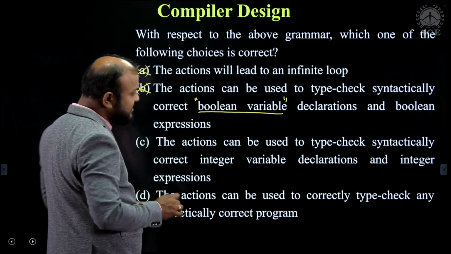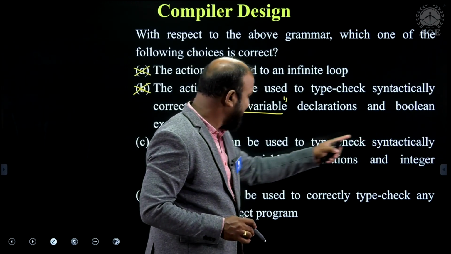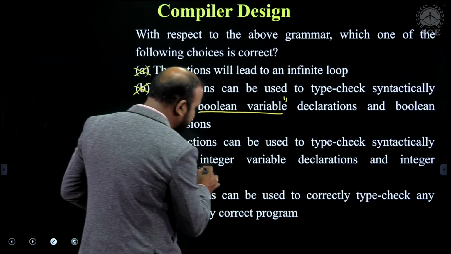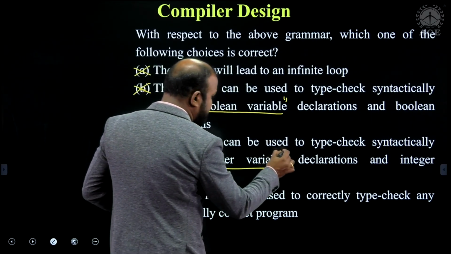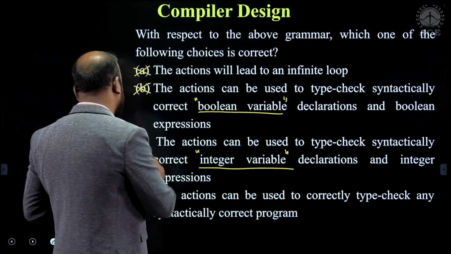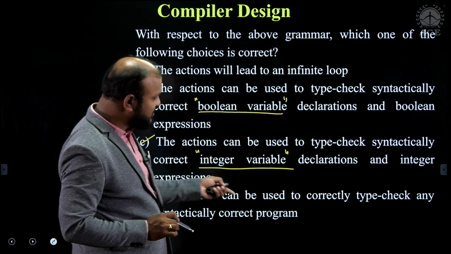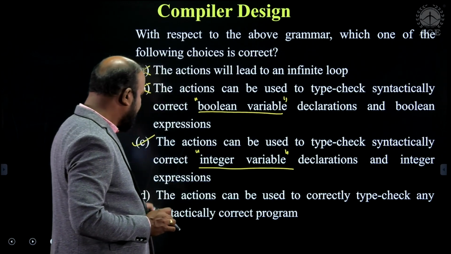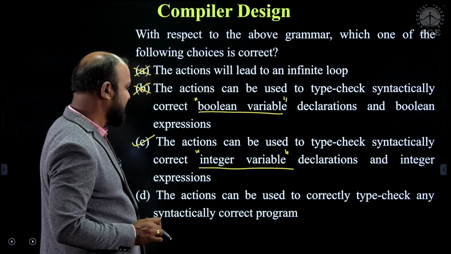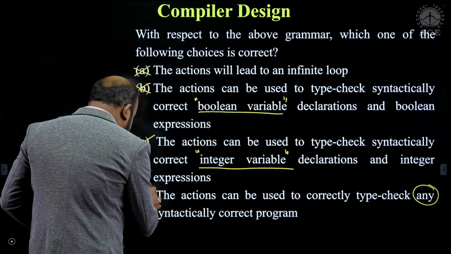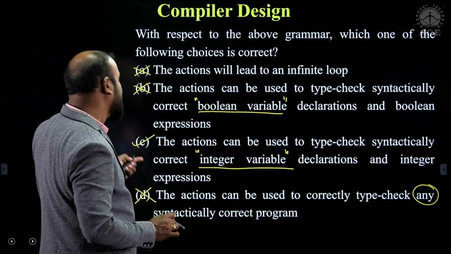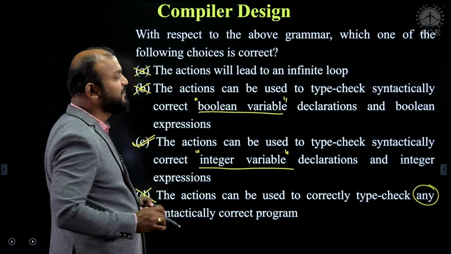Option C, the actions can be used to type check syntactically correct integer variables. Yes, it is type checking the integer variables, right. Option D, the actions can be used to correctly type check any syntactically correct program. So option D is incorrect. So what is the answer for this question? Option C.